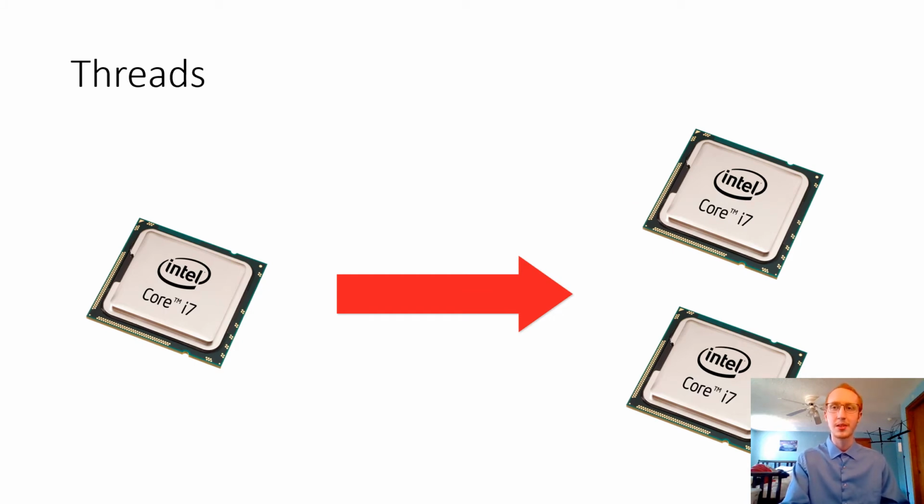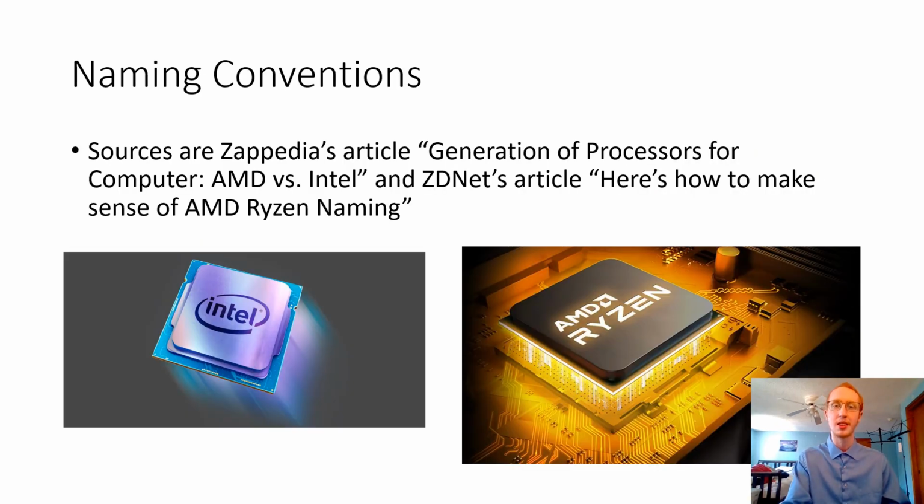A physical core is divided into up to 2 virtual cores, which are called threads. It seems a bit much initially, but using multiple threads at the same time, multi-threading, can really speed programs along. So having more cores could have a sizable impact on your machine's performance. This makes it important to know which CPUs are newer, bringing us to naming conventions. The sources for this section are Zipedia's article, Generation of Processors for Computer, AMD versus Intel, and ZDNet's article, Here's How to Make Sense of AMD Ryzen Naming.